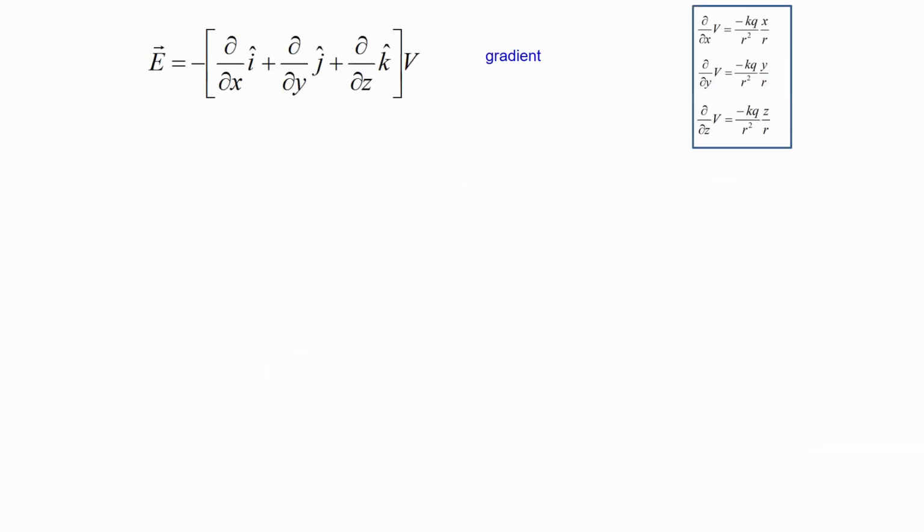Taking that information, now it's in this table. What I want to do is make the substitution for each of these parts. So in other words, the derivative with respect to X is this part. The derivative with respect to Y is the middle part, minus KQ divided by R squared times Y over R. And for the Z, same except that you have a Z as opposed to a Y in the numerator. Okay, so I'm just going to substitute that in. And let's see what we got.